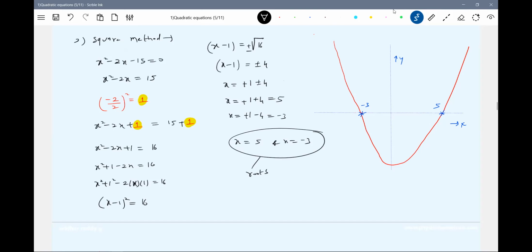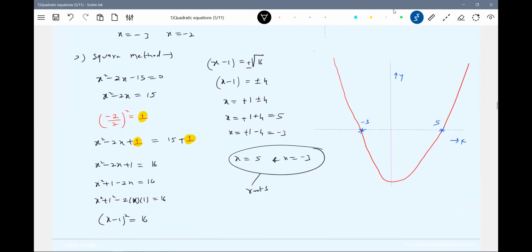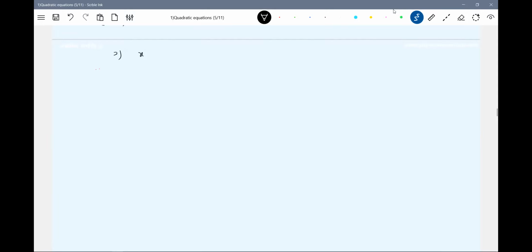That was the square method. I'll give one more example so that it will be easy for you, and this is the second method. Let's go for one more numerical: x square plus 5x plus 2 equals 0. So again, the coefficient of the linear term, I'll take it, plus 5. I'll divide by 2, then I'll square it. The simplification of this will be 25 by 4. This we have to rearrange: x square plus 5x equal to minus 2.